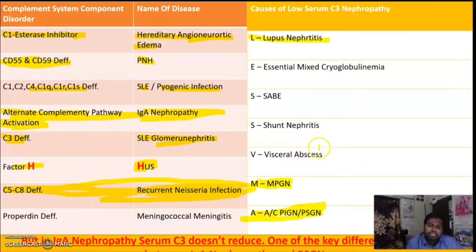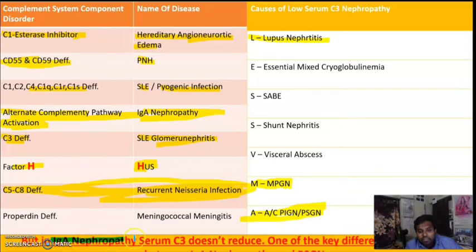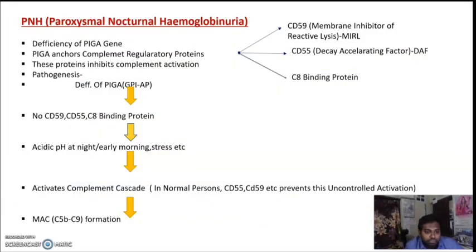So what happens in those cases? IgA nephropathy, and the key difference between IgA nephropathy and PSGN, apart from other things like biopsy differences, is that in IgA nephropathy, serum C3 does not reduce, but in PSGN serum C3 reduces. Okay, that is one of the differentiating features which can be used to answer MCQs.